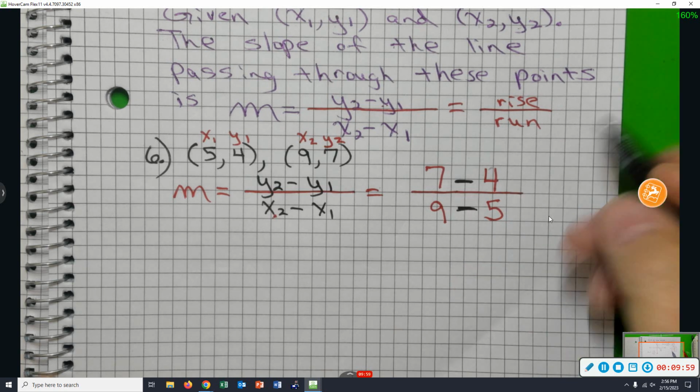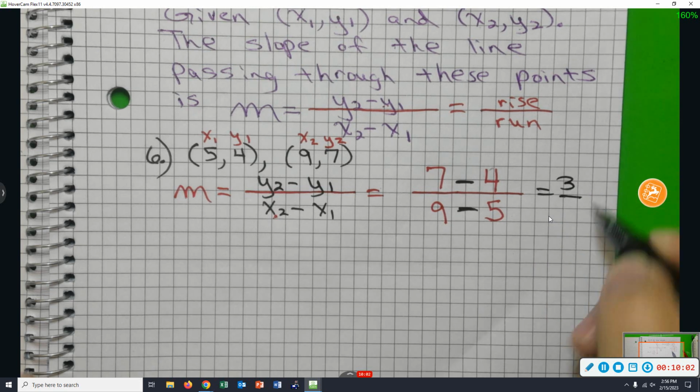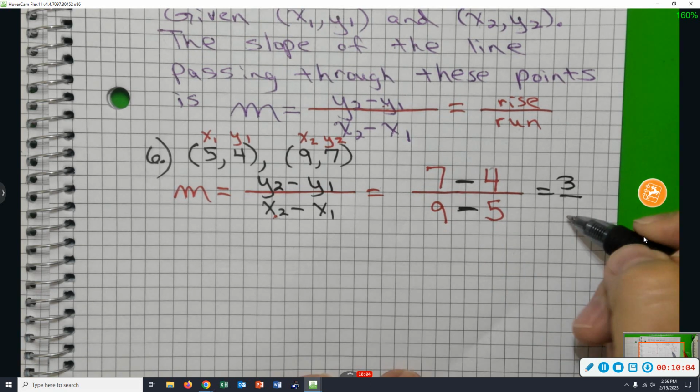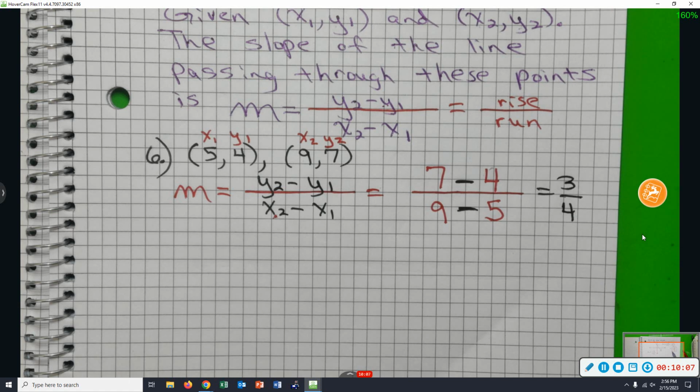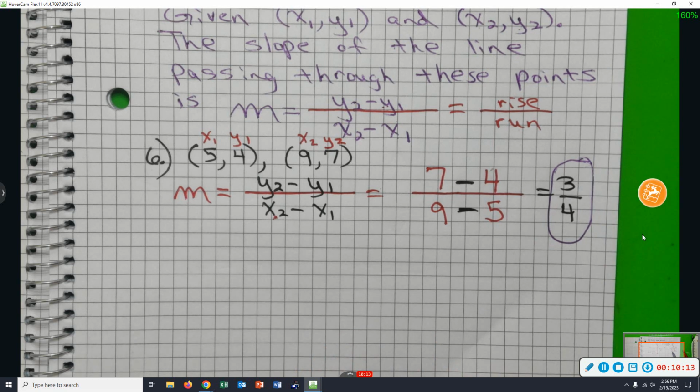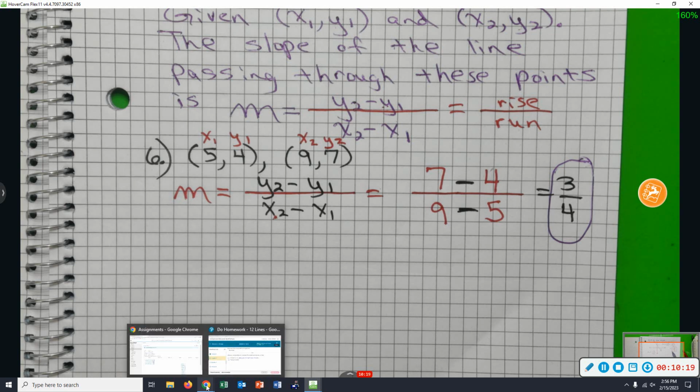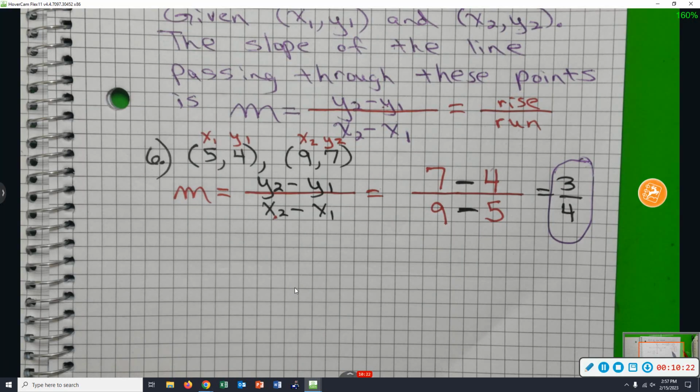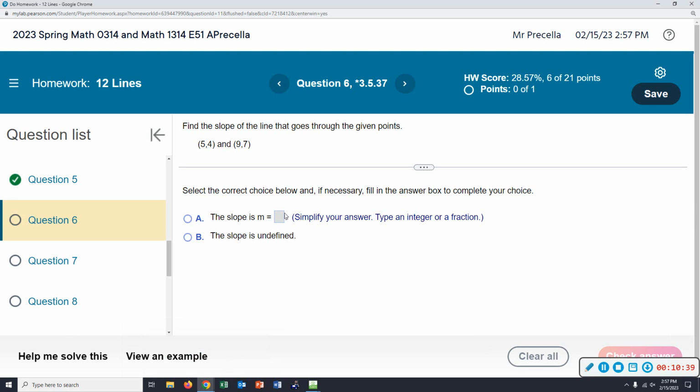7 minus 4 is 3, so we have a rise of 3. 9 minus 5 is 4, for a slope of 3/4. We don't even have any negative signs to mess with here. Positive 3 divided by positive 4 gives me a positive 3/4. Any questions there? You could graph the line and count, but again, ask yourself, what would you do if this were (50, 40) and (90, 70)? You wouldn't want to be plotting out 50 units to the right, 40 up, and so forth. So 3/4.